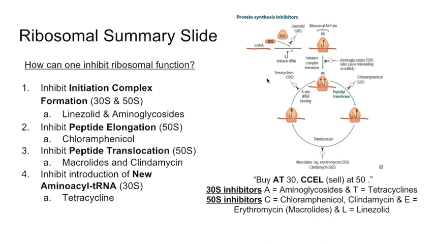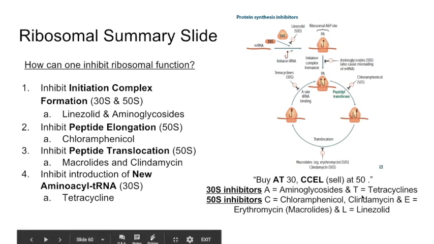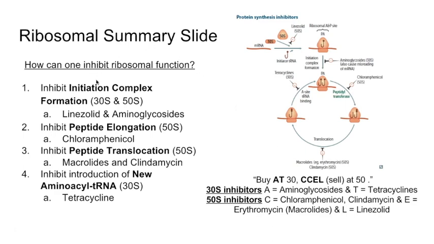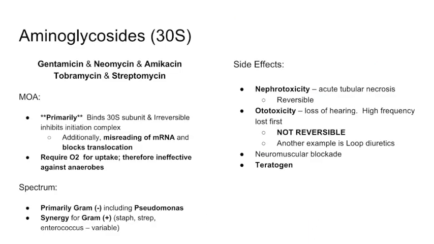So a mnemonic that First Aid uses, and I use it sometimes, is buy AT 30, sell CELL at 50. So buy at 30: the A is aminoglycosides and the T is tetracyclines, and they block the 30S subunit. And then sell at 50: C is chloramphenicol, C is clindamycin, E is for erythromycin, which represents the macrolides, and L is linezolid. Whatever helps you remember it, just please remember where exactly they bind and what they block, because if you remember this, you'll be golden for Step 1.